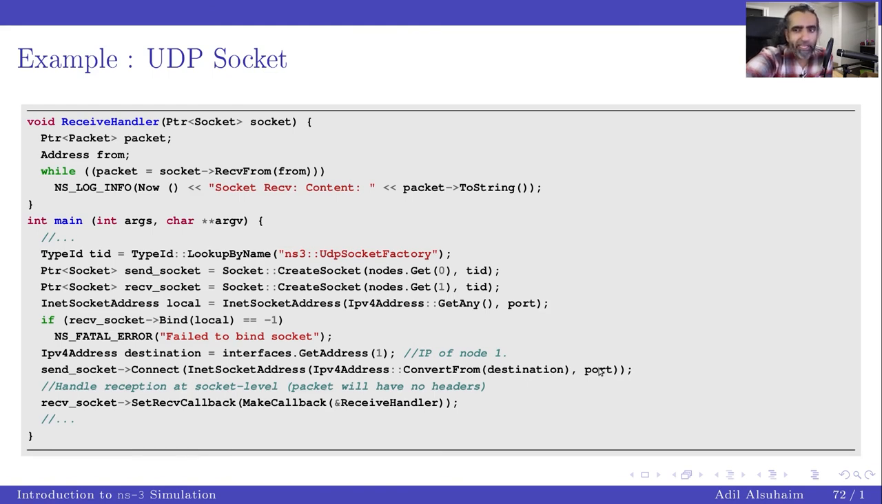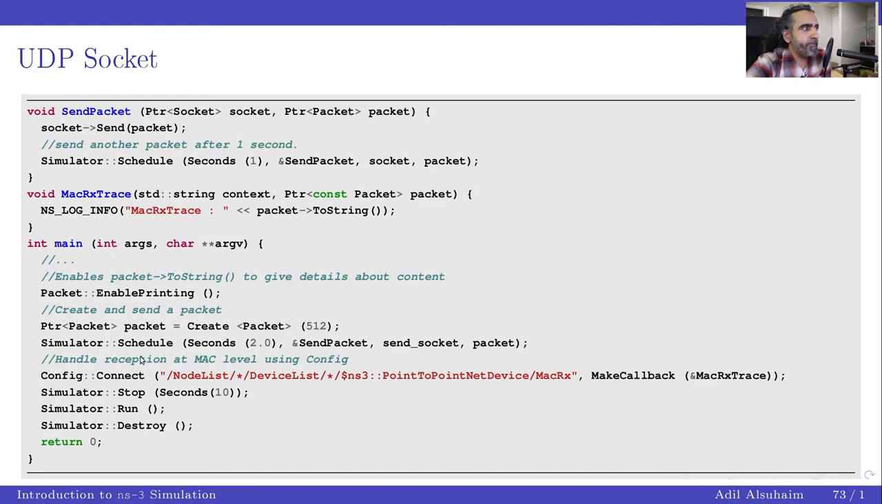It's not the connect as in connection, because UDP is connectionless, but basically this is the function that we use. And then I can have a receive callback. So for the receive function, SetRecvCallback, MakeCallback, receive handler, and this function here will have the socket. Whenever a packet is received on that socket, I'm going to print the output.